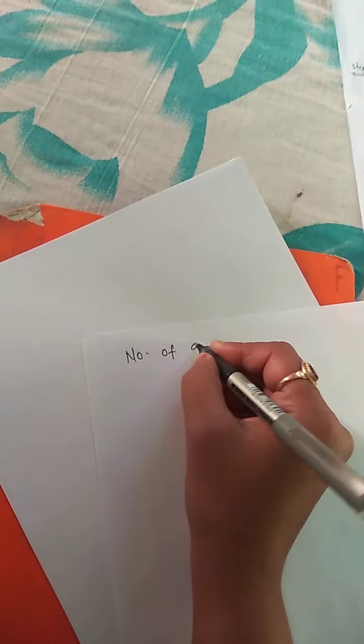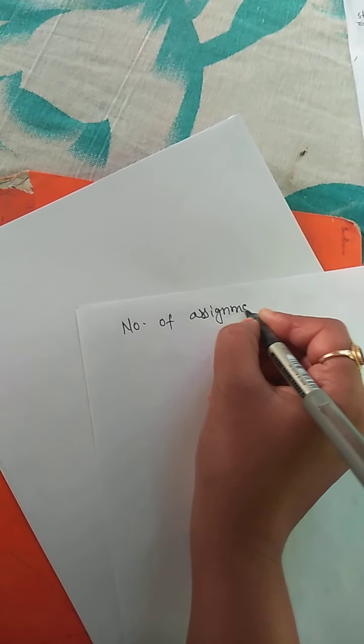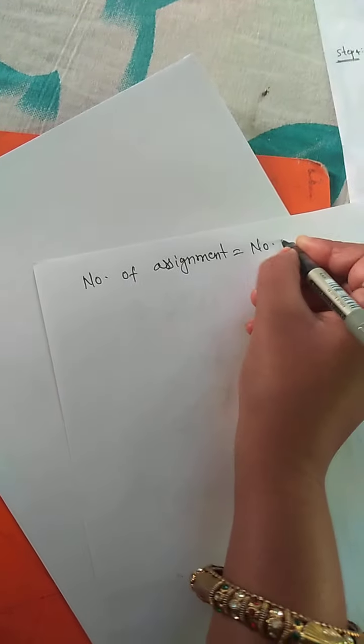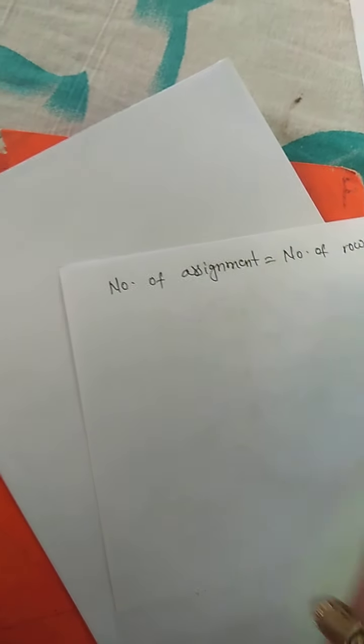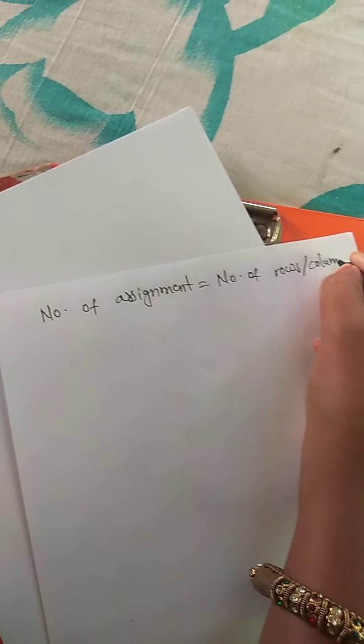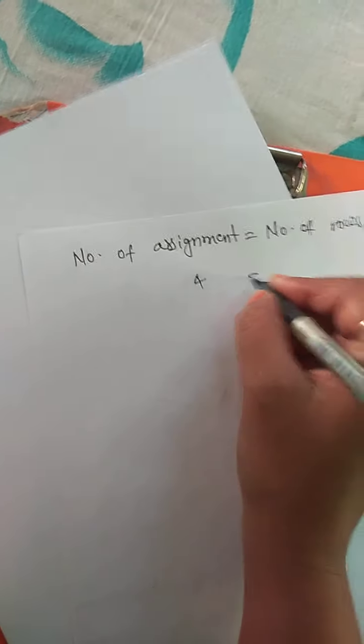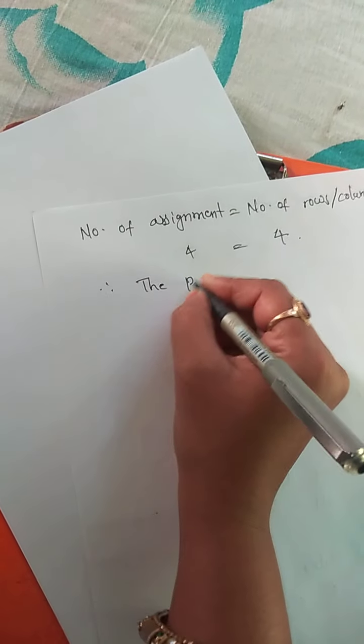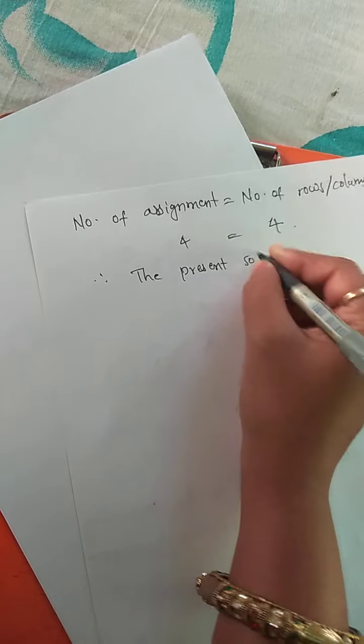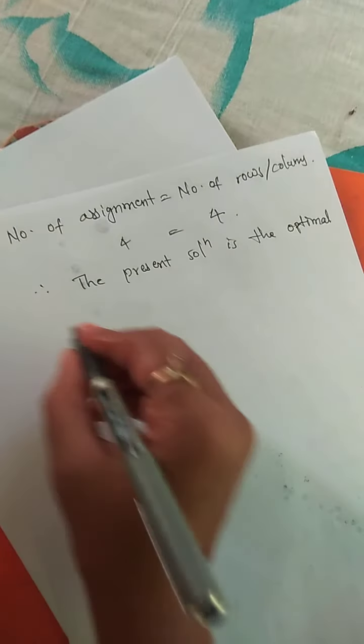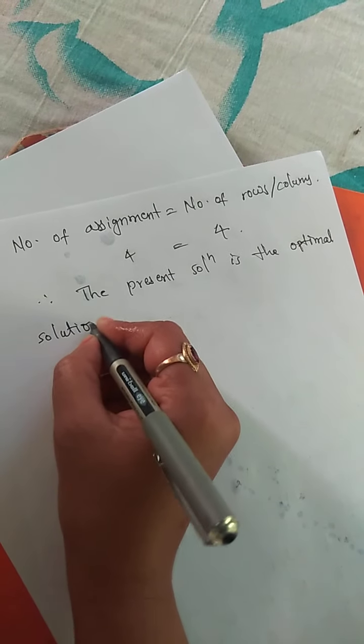Next, the number of assignments is equal to the number of rows or columns. That is 4 assignments and 4 rows or columns. So therefore the present solution is the optimal solution.